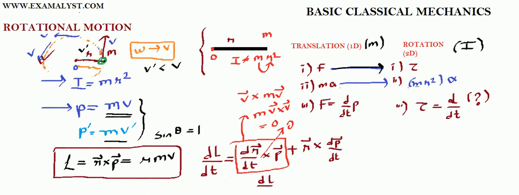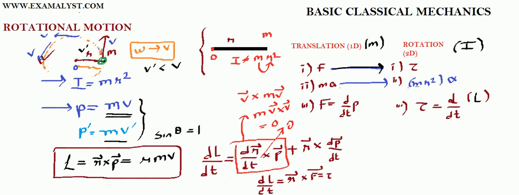We are left with dl divided by dt equals r vector cross dp by dt. So what is dp by dt? dp by dt is force. Amazing, right? So you got the torque. So you can say that torque is actually rate of change of what? Like force was rate of change of momentum, torque is rate of change of angular momentum L. Agreed? So understood this part?